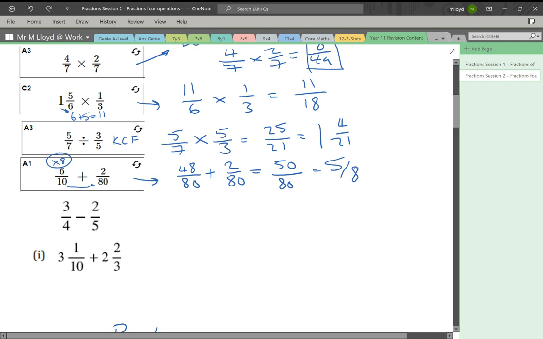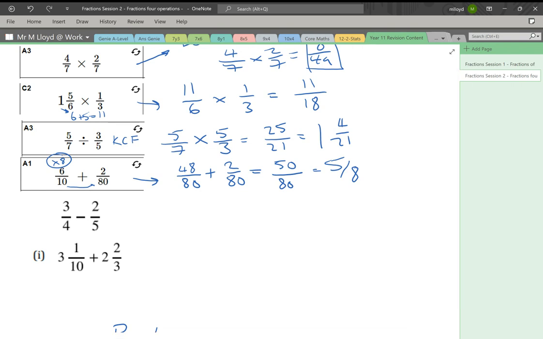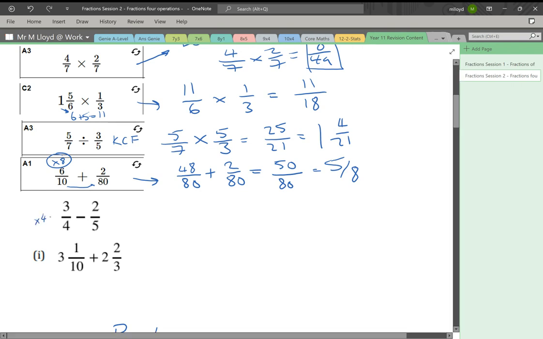Okay, with this question, we don't necessarily have a shortcut. So what we can do is multiply the left fraction by the denominator of the fraction on the right. And we can multiply the fraction on the right by the denominator of the fraction on the left. And this will make this very, very nice.